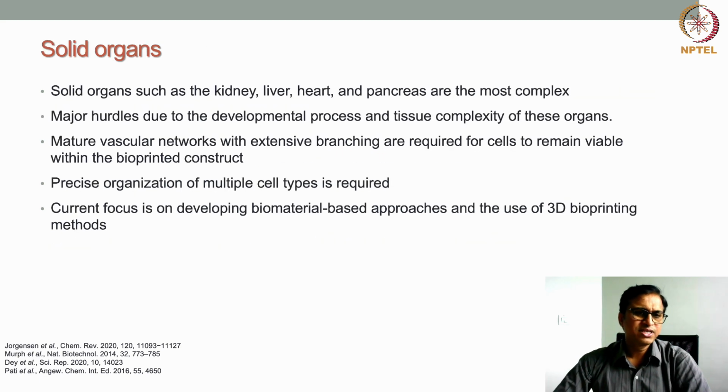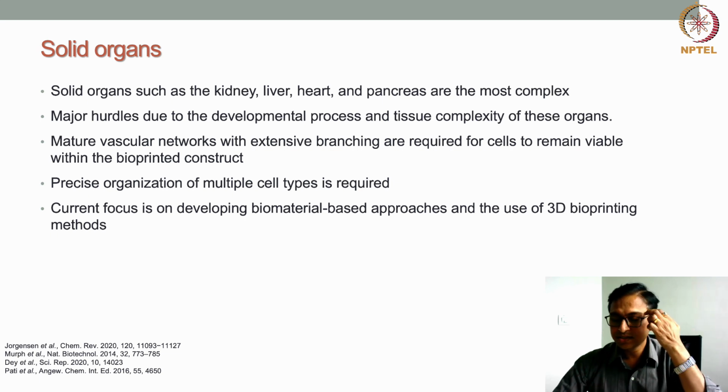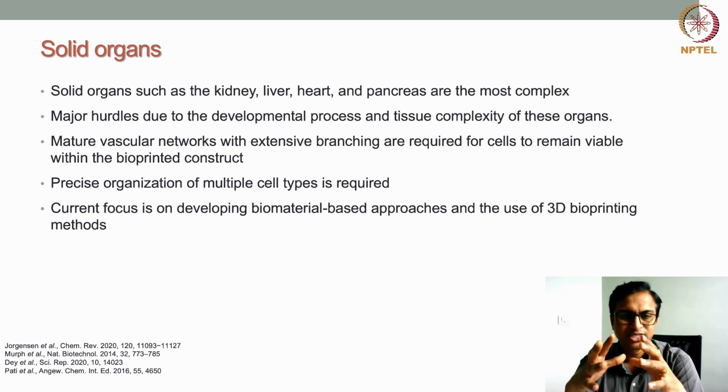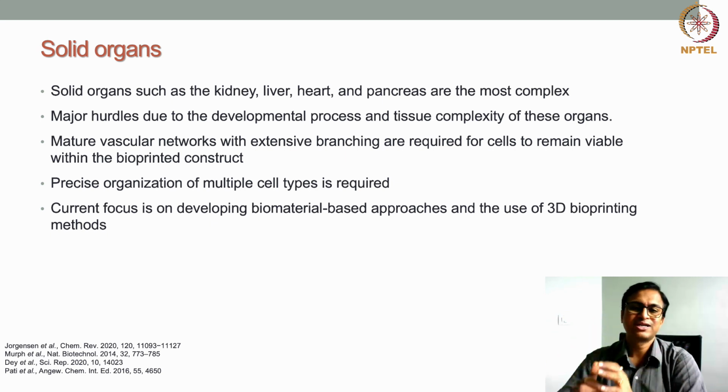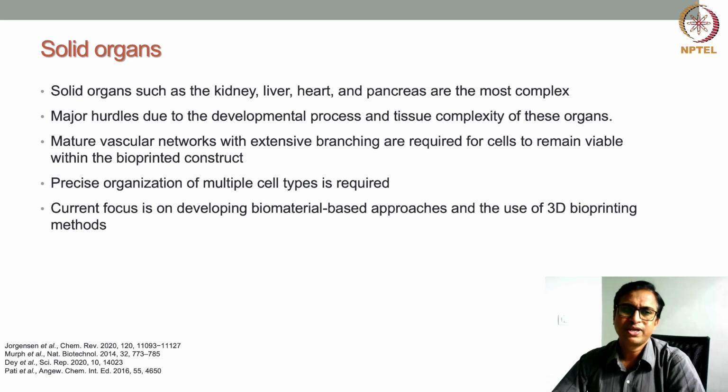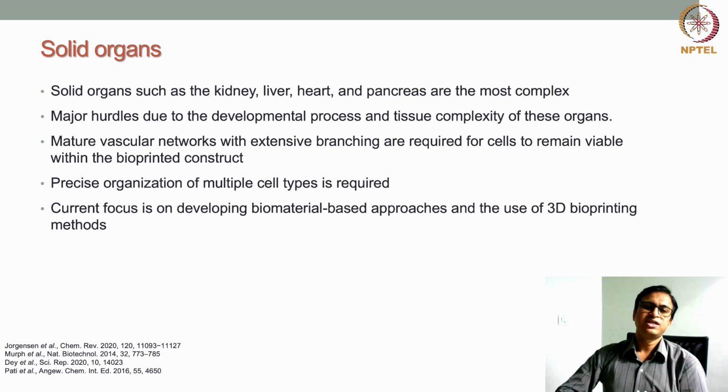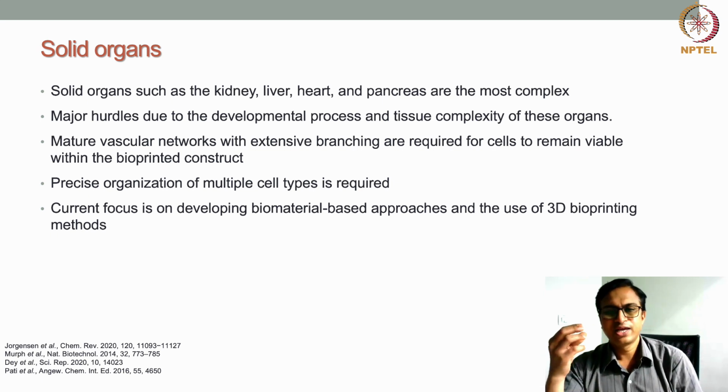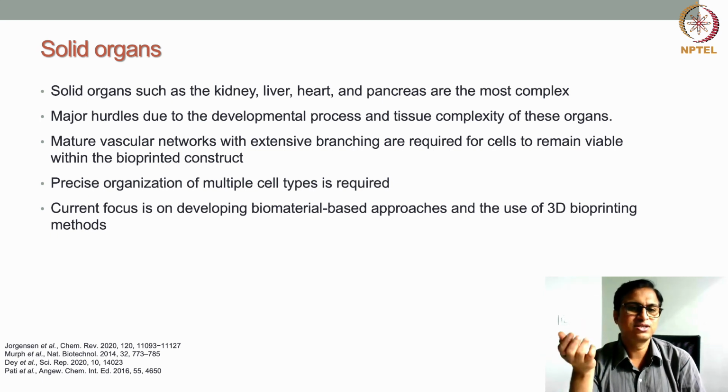The next level of complexity is present in solid organs, where the complexity is of the highest order, like kidney, liver, heart, pancreas. These are the most complex organs, and it's very, very difficult to bioprint them with our current technology and knowledge, because we have not reached a stage where we can actually print complex, fully functional solid organs.